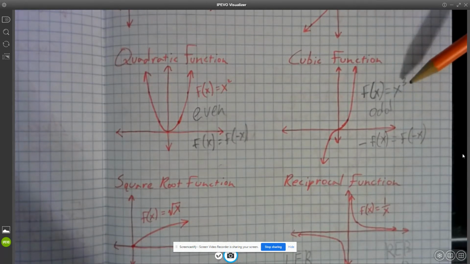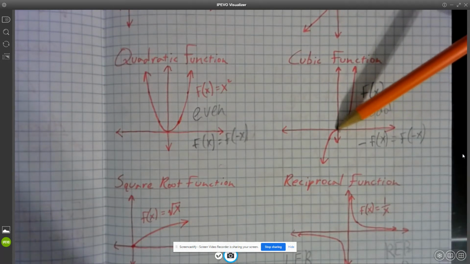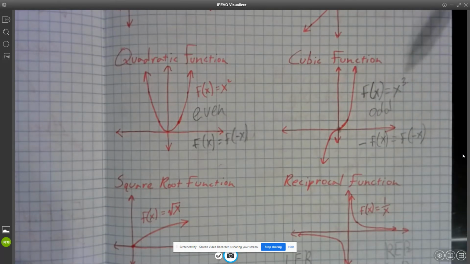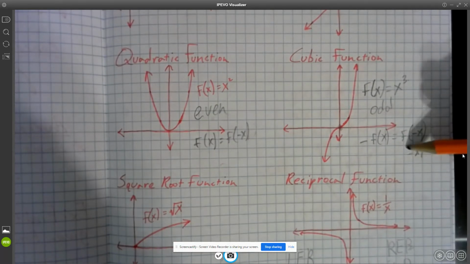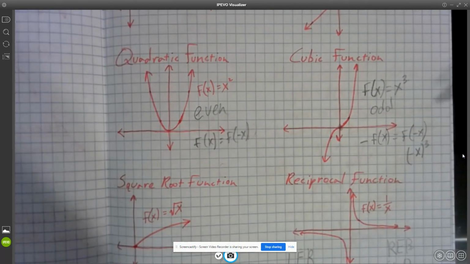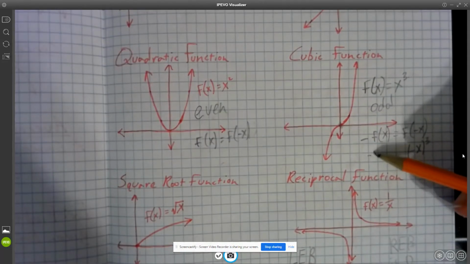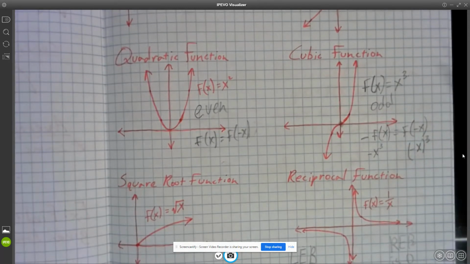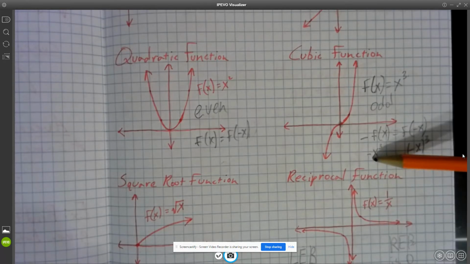Cubic function. So this would be x to the third. This is an odd function. It is symmetrical with respect to the origin. And algebraically, I would say negative f of x, so that's negative x cubed, equals f of negative x. So that'd be negative x in parentheses. Again, just a little review here. So if I say f of negative x, I mean the negative x is in parentheses. This over here was just negative x cubed. Of course, negative x times itself 3 different times will get you the same thing as negative x cubed.